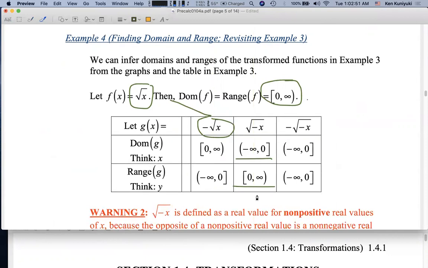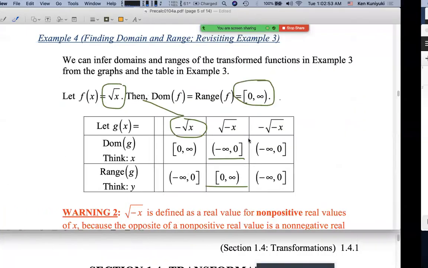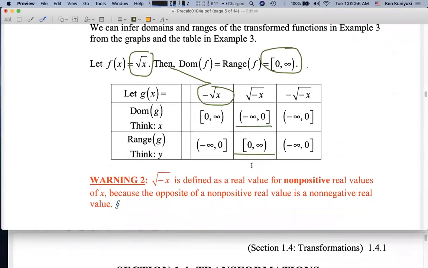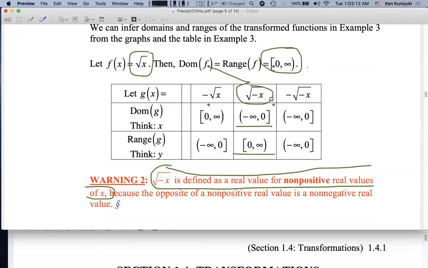Once again, if you understand what the graphs look like, then that can help you figure out domain and range. Once again, and this will help you out a lot in calculus because people forget this, the square root of the opposite of x is defined as a real value for non-positive real values of x. A lot of people forget that. And that's because the domain looks like this. The non-positive reals looks like that.